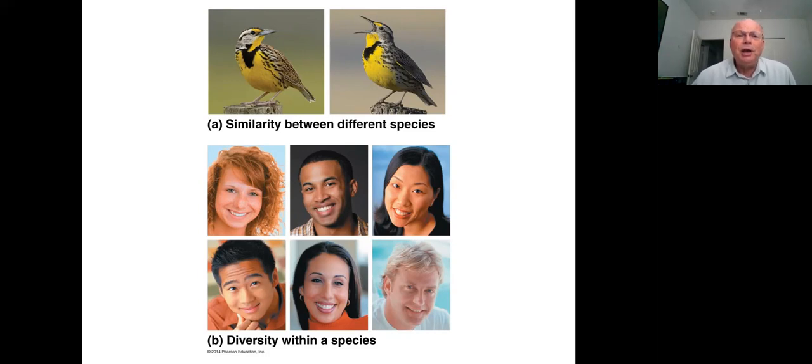Then if you look at the picture at the top and you take a look at these birds, these are two males of the two species of the meadowlarks that we have here in the United States. The eastern meadowlark lives to the east of the Mississippi Valley. The western meadowlark lives to the west. The Mississippi Valley is a very common line of demarcation between eastern and western species here in the United States.